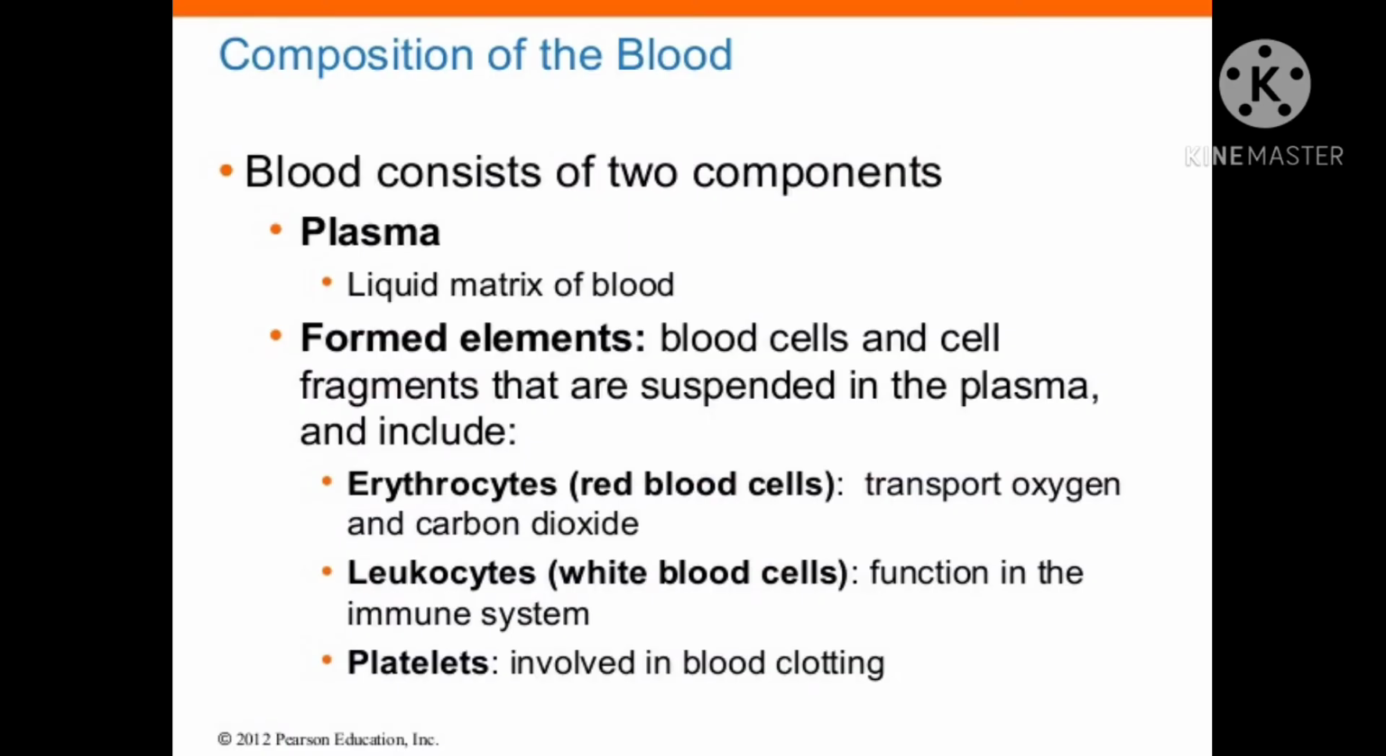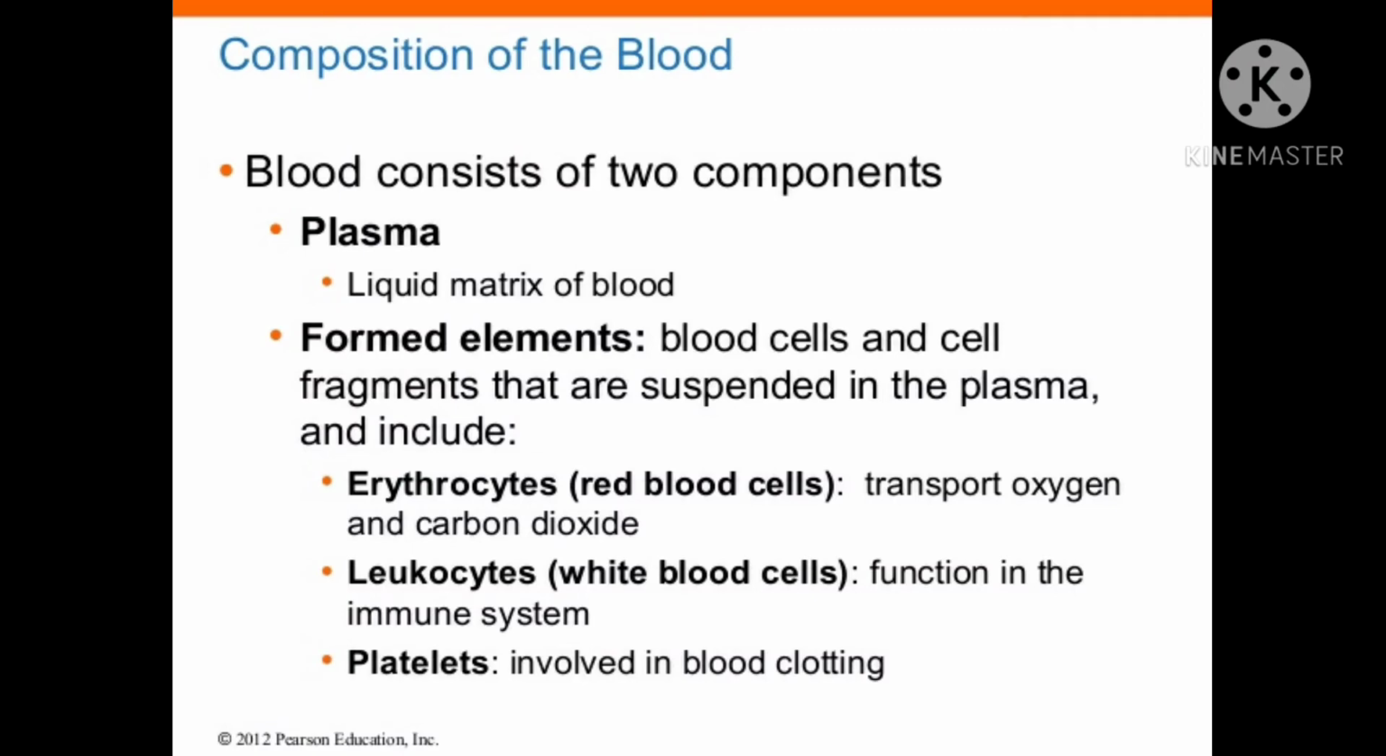So dear students, I hope you all have understood about the composition of blood. So let us quickly revise the composition of blood. Blood consists of two components. The first one is your plasma and the second one is your cellular elements. Plasma is a liquid matrix of blood, whereas cellular elements include RBCs, WBCs and platelets.